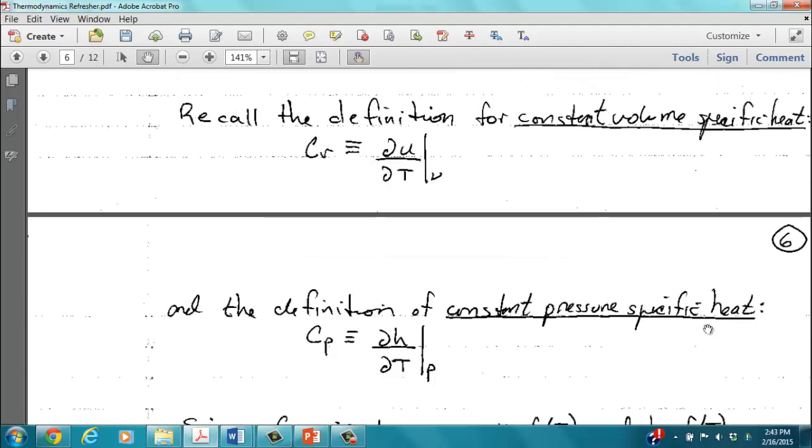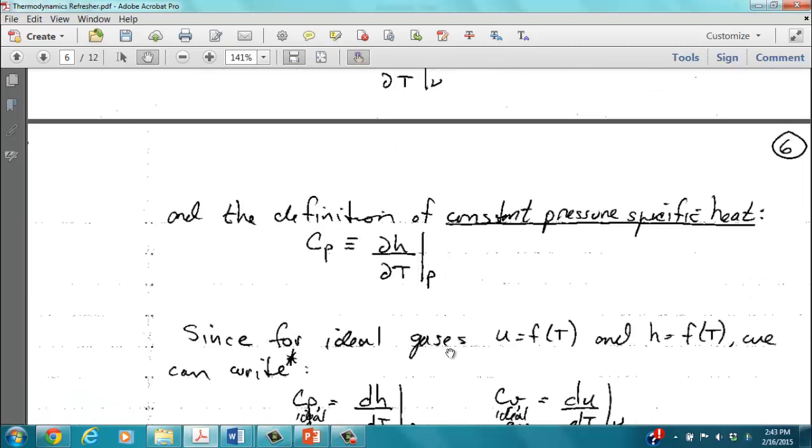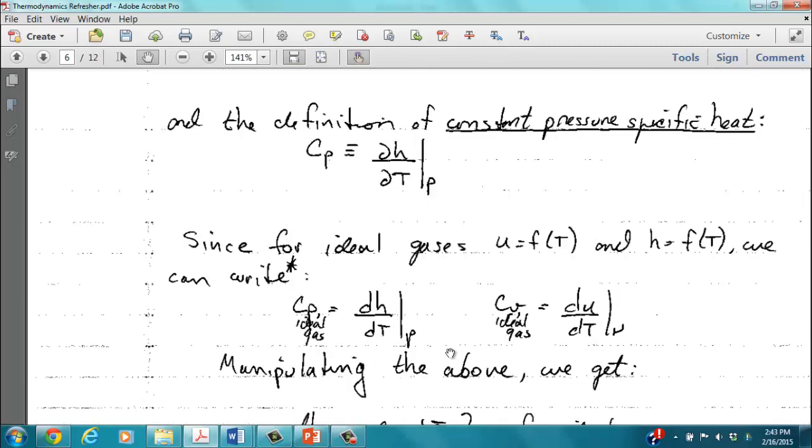Likewise, the constant pressure specific heat, C sub P, is exactly defined as the partial of enthalpy with respect to temperature while holding pressure constant, okay? And again, enthalpy is a function of other properties of the system, not just one property, and so it's necessary to consider the multivariable nature of enthalpy when taking a derivative of it. In the case of ideal gases, though, energy, U, and enthalpy, H, are only functions of temperature.